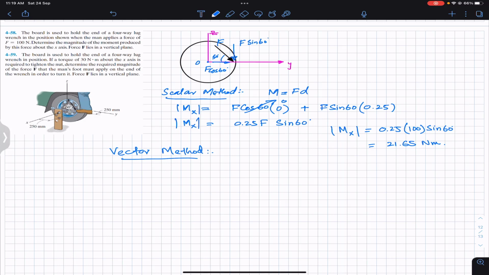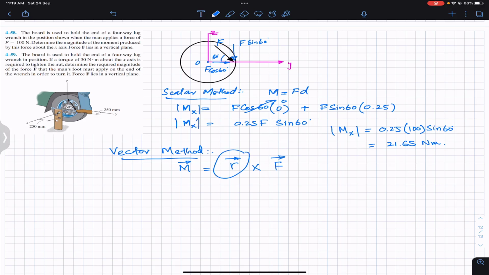So now by using the vector method, we can say that the moment about the x-axis, or the moment produced by the force F, will be equal to the moment arm vector cross product with the force vector. So first of all, we have to define our moment arm vector.